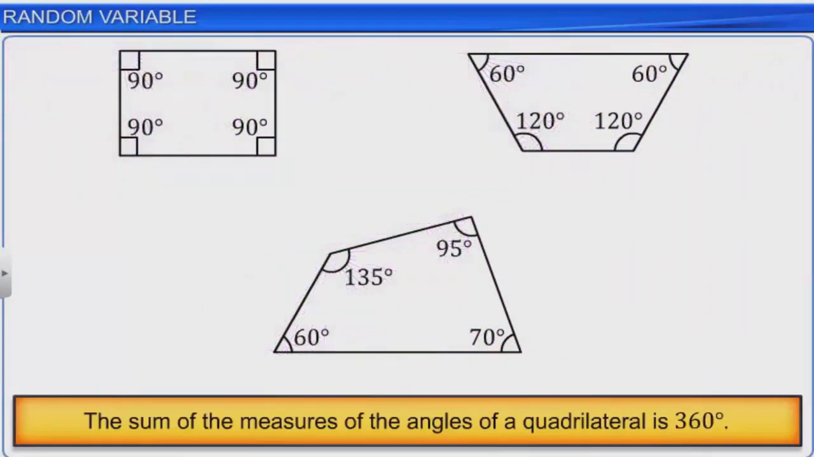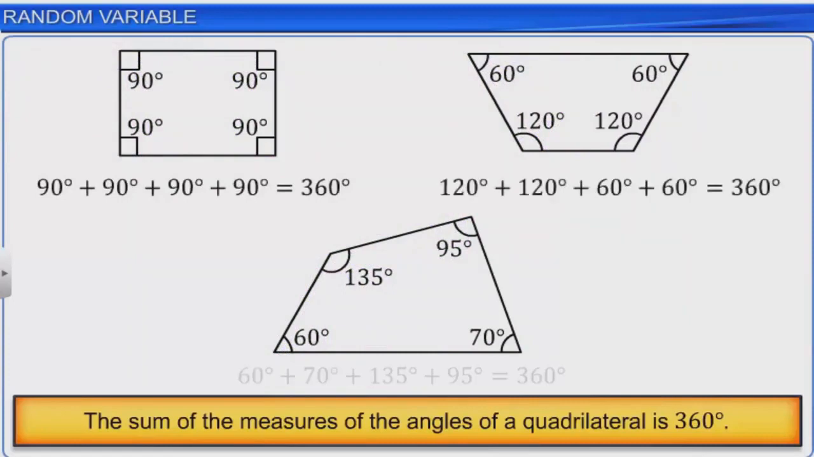On adding all 4 angles of each quadrilateral, we see that the sum is 360 degrees, and that this is true for all quadrilaterals. Thus, in such types of experiments, the result can be predicted, and it will be the same for any number of trials.